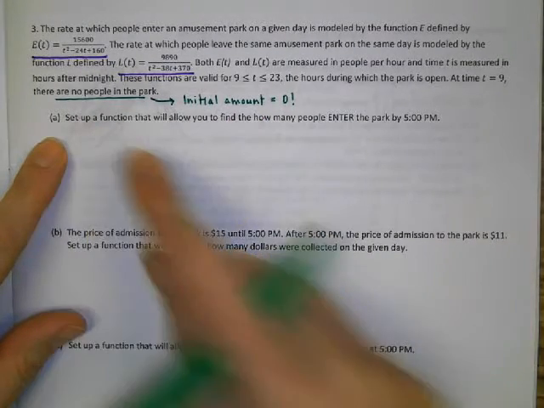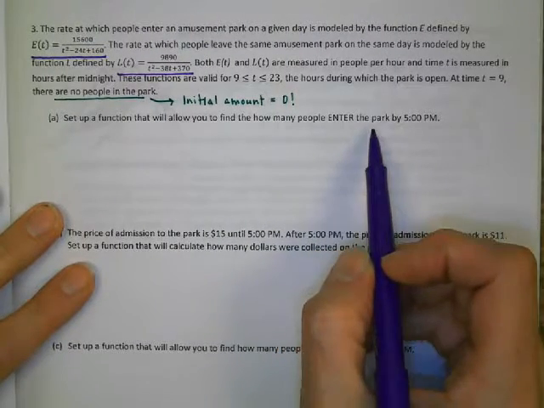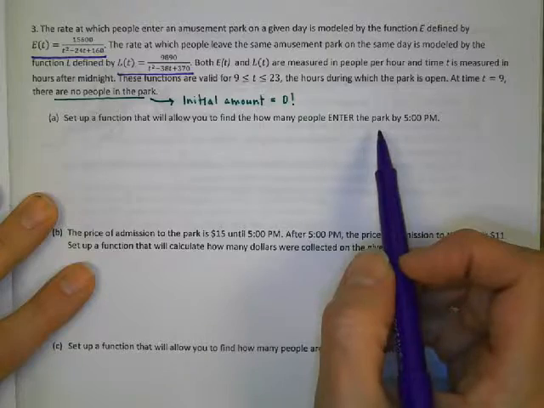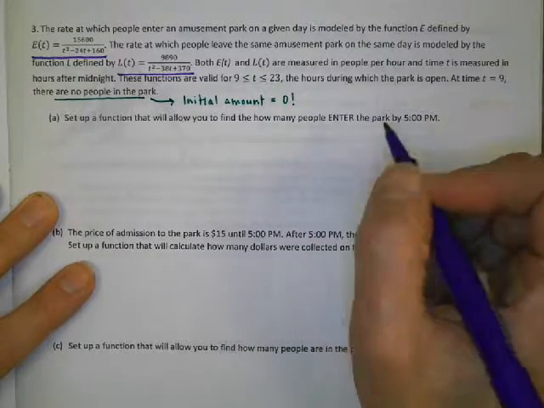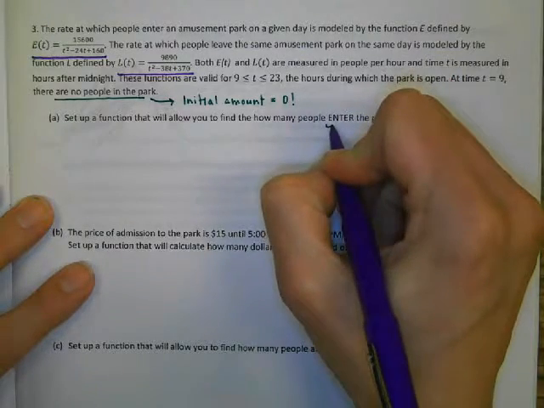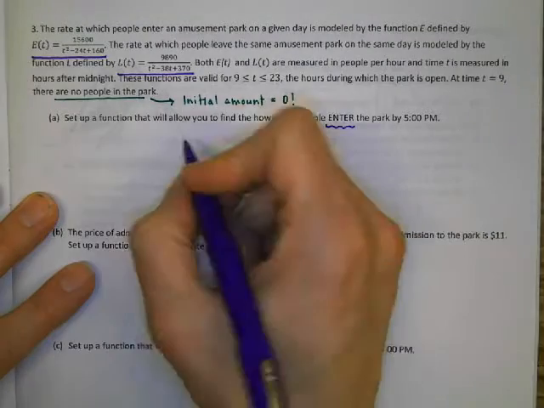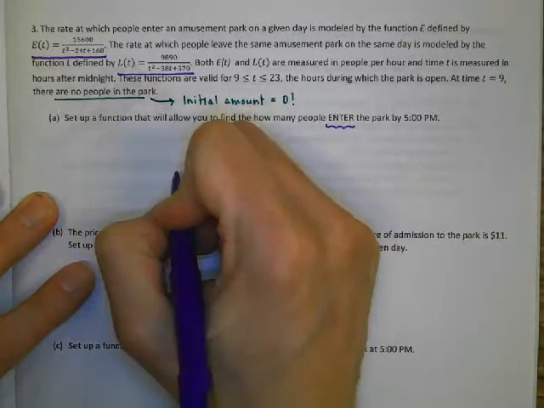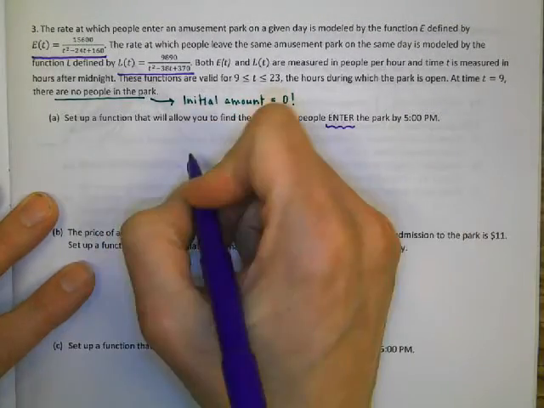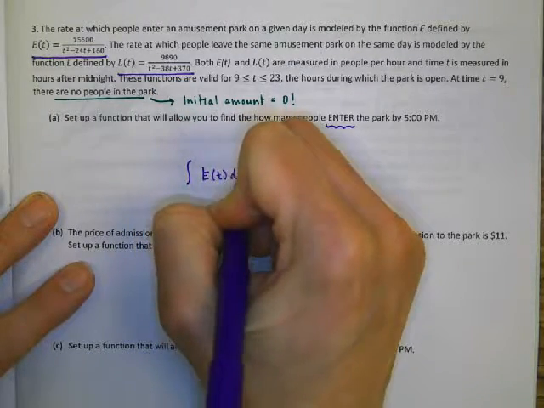So part A is asking us to set up a function that will allow us to find how many people enter the park by 5 p.m. Okay, so it's not asking me how many people are in the park, it's only asking me how many people have entered. So that's telling me that I need to integrate my function e of t dt.